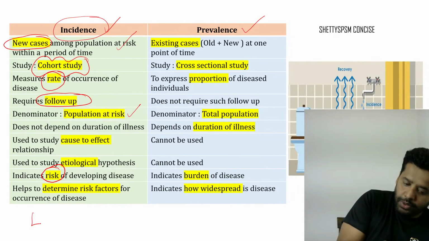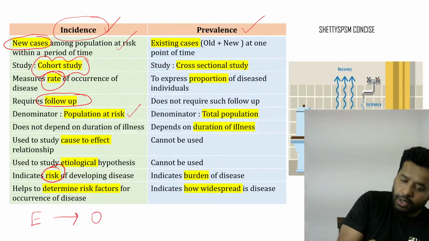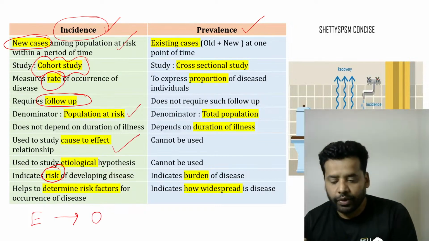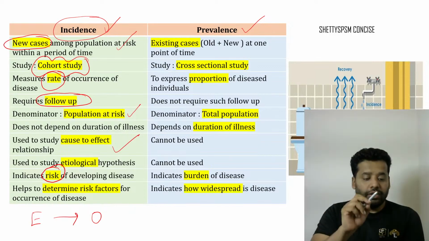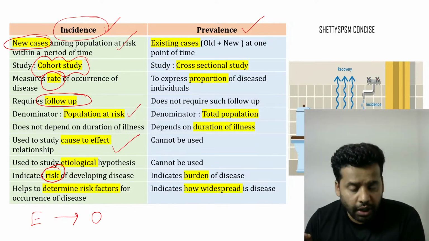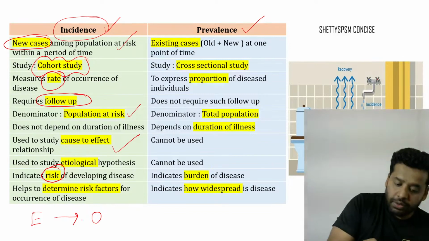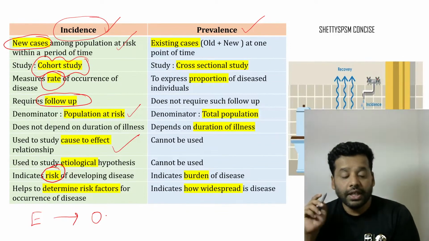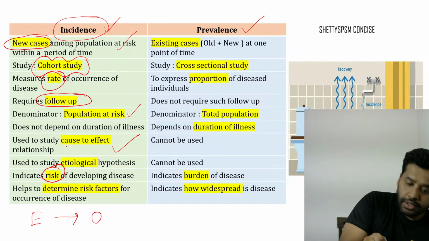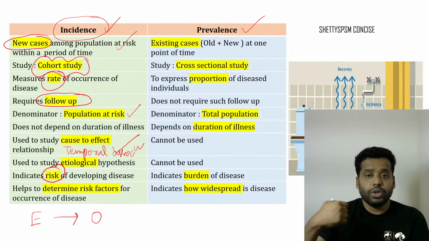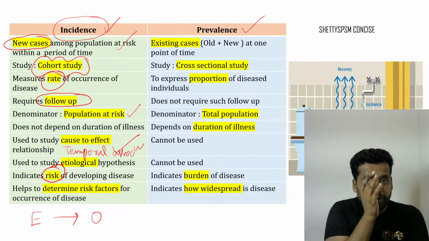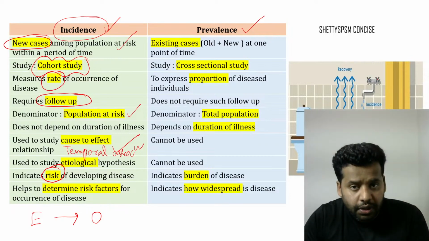Starting from exposure, you go towards outcome. That is what is written there. Cause to effect relationship. You start from exposure, go towards outcome. This sequence what you are studying is called as temporal association. Repeat my words. This sequence is called as temporal association. So if they ask what is temporality, starting from exposure going towards outcome.